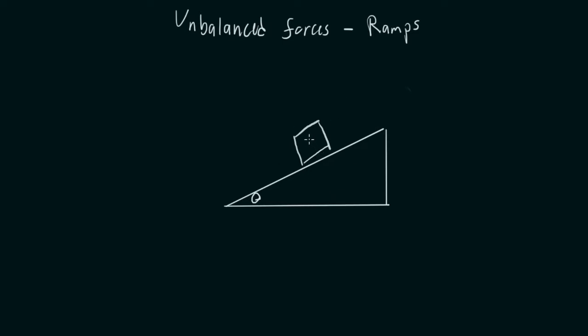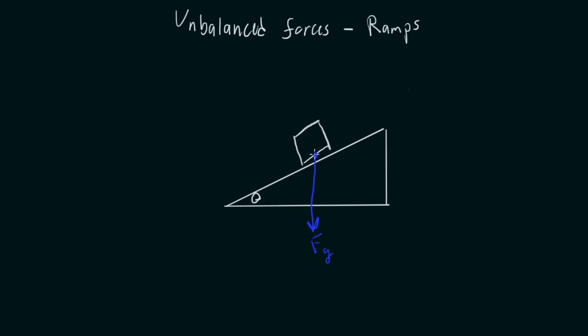Well, first of all, is this box going to move down this ramp? If it is, what's going to cause it to move? It's going to be gravity, which is going to move straight down. This is going to be the force due to gravity.